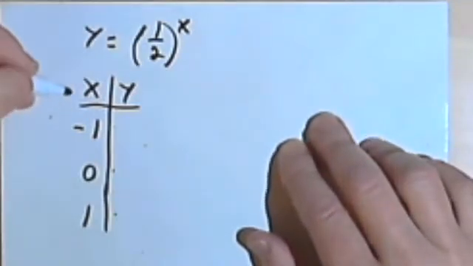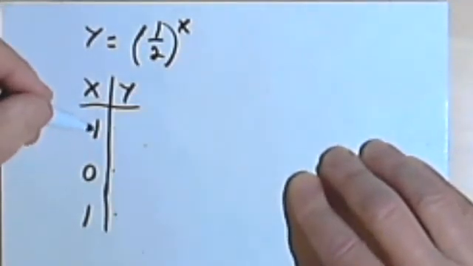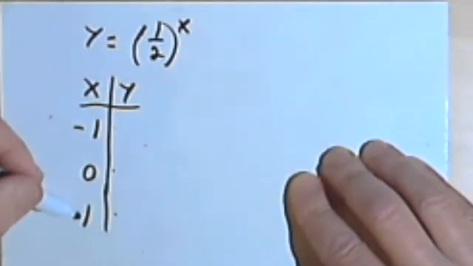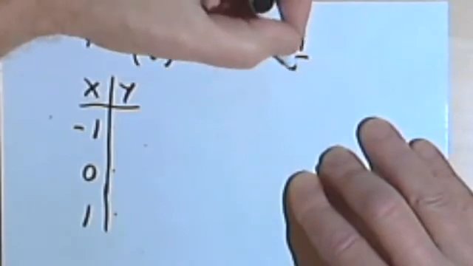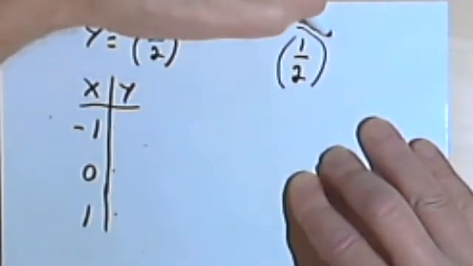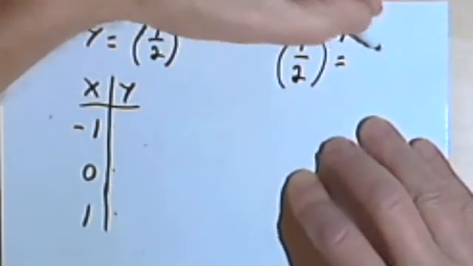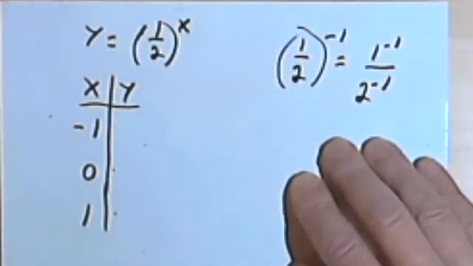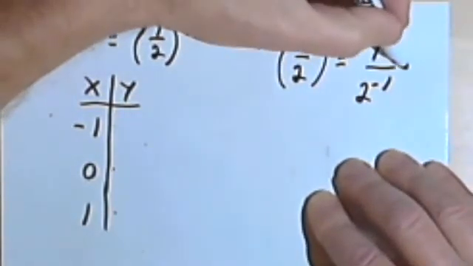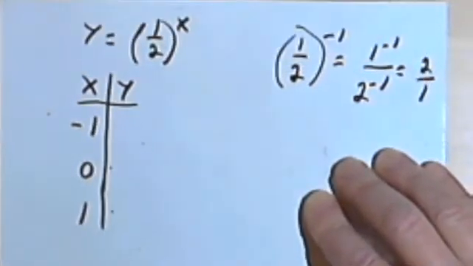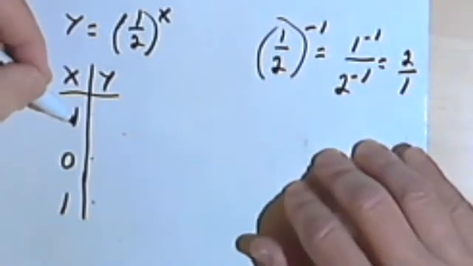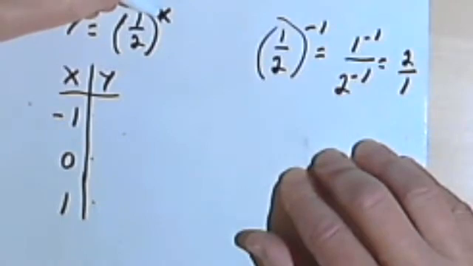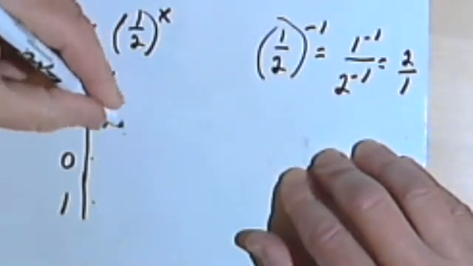So let's see what happens with that when we create a table of values and the inputs are -1, 0, and 1. Okay, so 1/2 to the -1 power is the same as saying 1 to the -1 over 2 to the -1. And I could basically turn this into 2 over 1. So 1/2 to the -1 power is going to be 2.